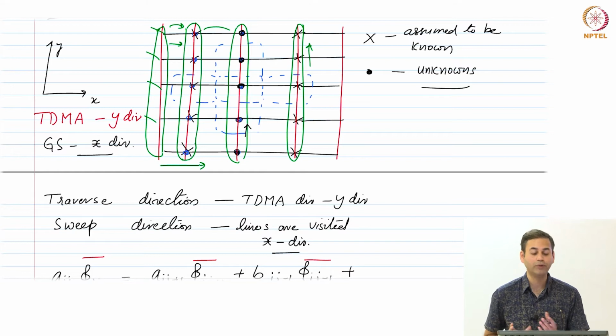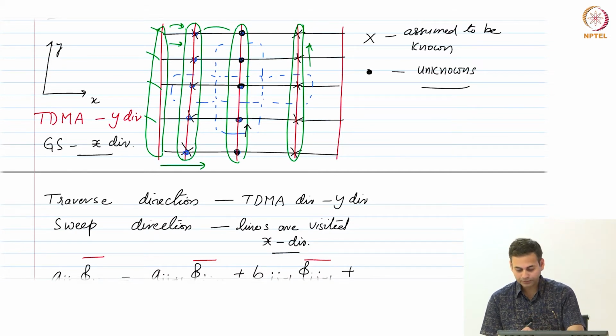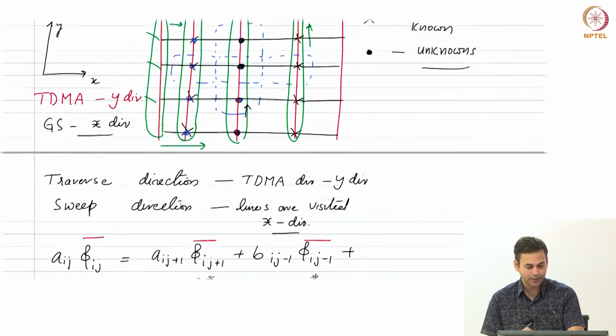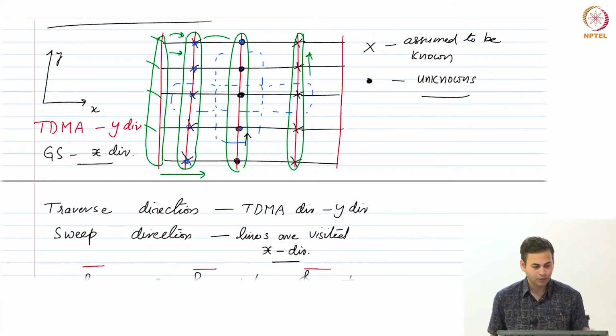Now you may have a question: why should it be the y direction, why can we not have x and y interchanged? You can certainly do that, you can interchange the x and y directions, the sweep and the traverse directions, that is completely possible. In fact, we will also see an intelligent way of doing these things such that we get convergence faster. So that is line by line TDMA. Now, questions on this part?